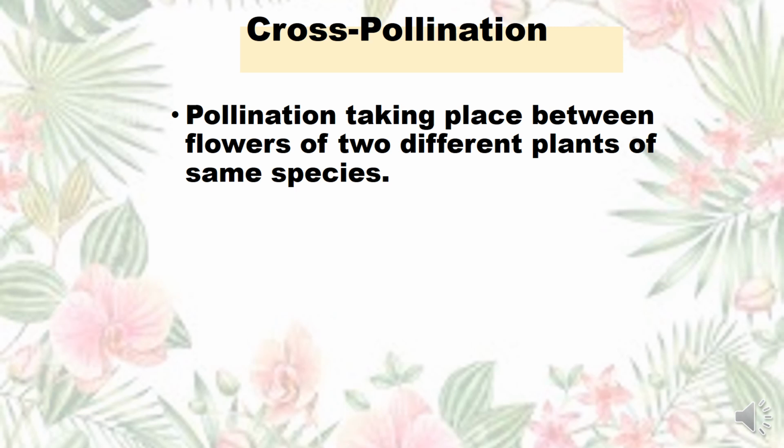Like if the pollination is of a tomato plant, then the pollen will go to a tomato plant only. That is called cross-pollination. That is the same species concept. You cannot mix 2 different flowers like tomato with rose; 2 different species cannot be mixed in this category. So pollination takes place between flowers of 2 different plants. The 2 different plants can be near, and they can be far away from each other also, but they should be of the same species.